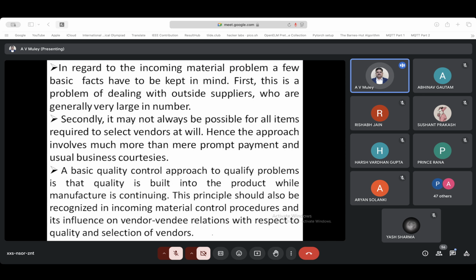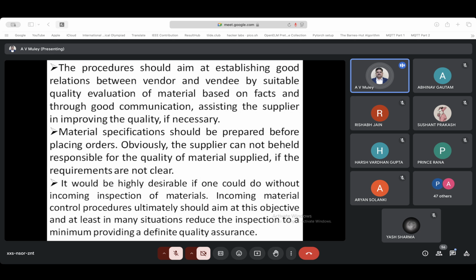It's a continuous process. The procedure should aim at establishing a good relationship between the vendor and vendee by suitable quality evaluation of material based on the facts and through good communication, assisting the supplier in improving the quality if necessary. So you can even counsel your supplier or take the supplier into confidence. So this is the requirement, and you meet the specification and the other things. That will result in a good relationship. That will bring more orders, and you will benefit because of these more orders, etc.